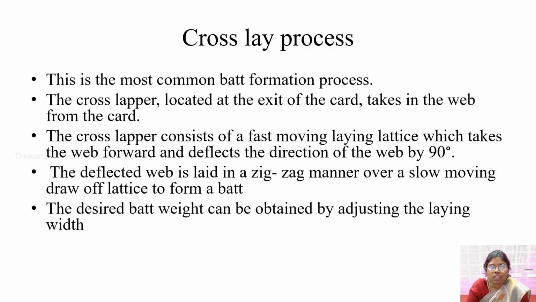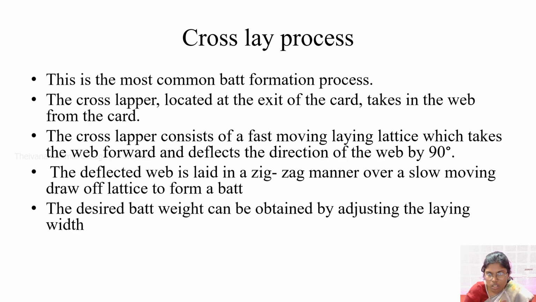Moving on to the next, it is the cross-lay process. As the word itself suggests, here the arrangement is going to be in the cross direction when compared to the parallel lay. So this is the most common bat formation process. Let me say why it is common; we'll see it in detail. First, in the process, you will have a lapper at the end of the card, which helps in the arrangement of the web in the cross direction.